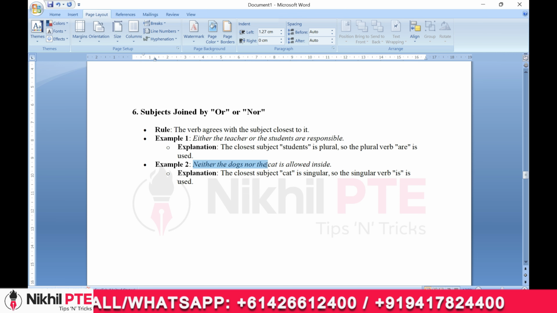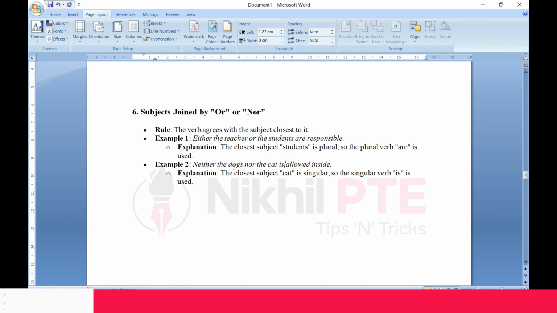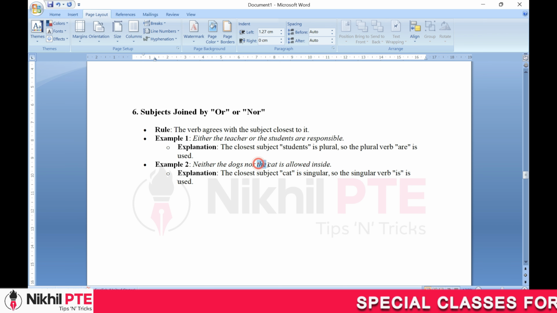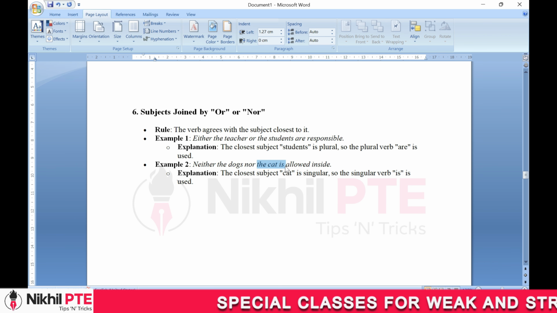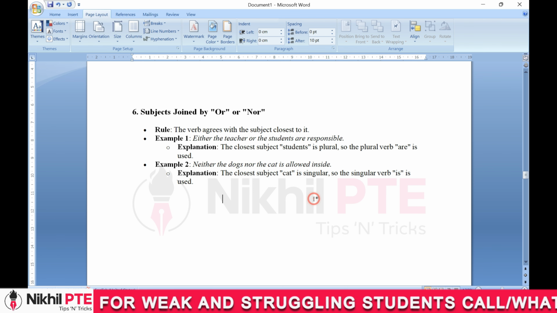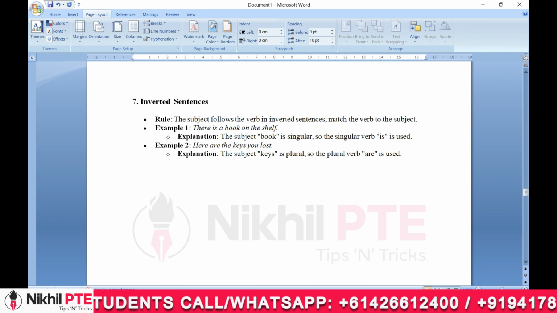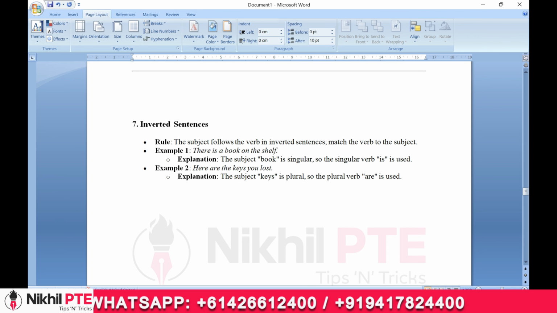Neither the dog nor the cat. See, this one is closest to the helping verb. However, we are talking about dogs here, but which one is the nearest one? That is cat. So that is why is will come here instead of are. So these are the silly mistakes students are actually making. That is why they are lacking in the writing section.